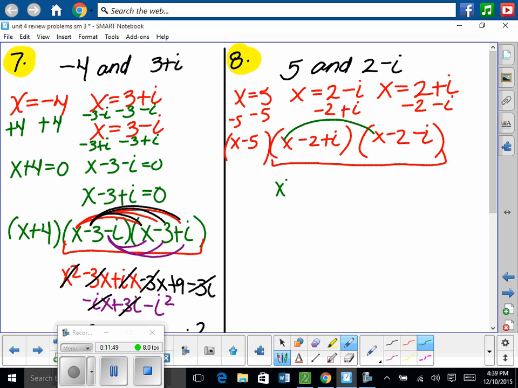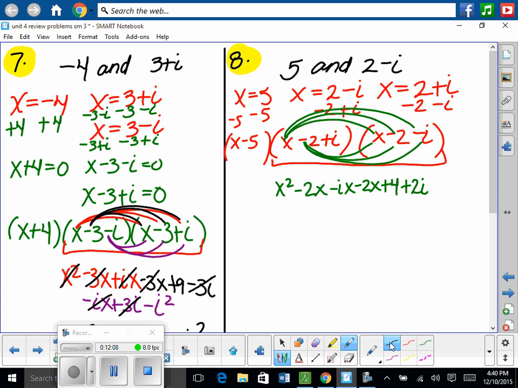x squared minus 2x minus ix, minus 2x, plus 4, minus plus 2i. Almost messed up. See how you have to be very careful. And then I'm going to change color so I really don't mess up. Positive i times x is plus ix. Positive i times negative 2 is negative 2i. And then i times negative i is minus i squared.